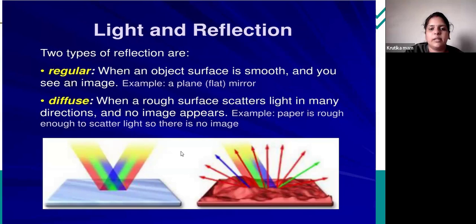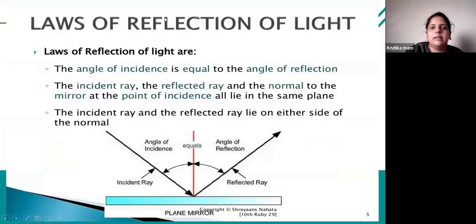Okay students, going to the next point. This is a 2 marks question. What do you mean by the laws of reflection? So the laws of reflection of light. There are 2 statements, so 2 laws are there. The first law you can see.